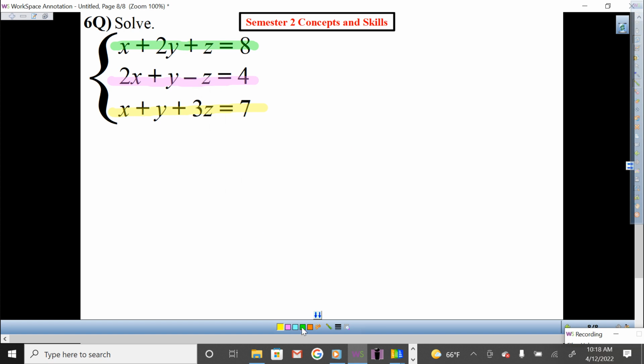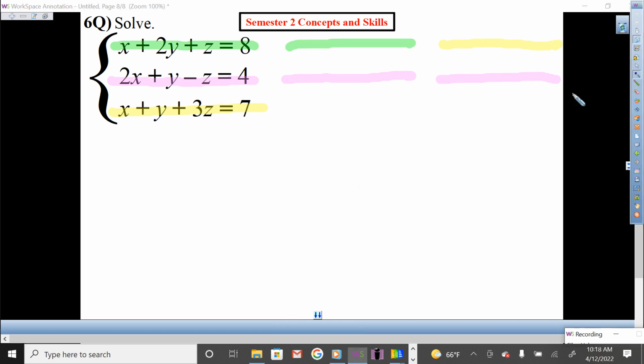So this is what I'm going to do. I'm going to write this one right here. And right below it, I'm going to write the pink one. And then right next to it over here, I'm going to write the yellow one, but also with the pink one. Because I need to use this one for that one and this one for this one. Yes? So let's write those equations.